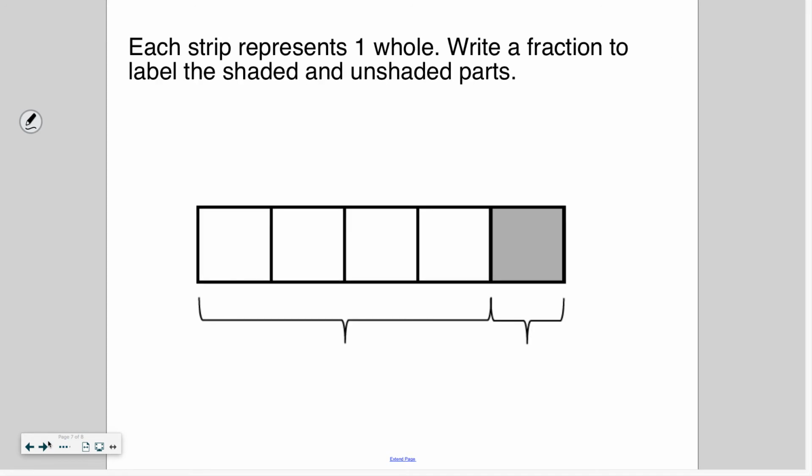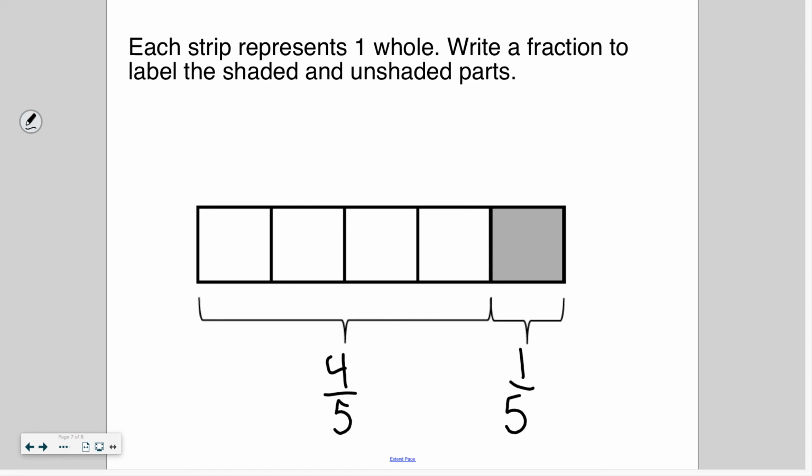So I'm going to try this. Label the shaded parts and then label the unshaded parts. So pause now, press play once you're ready to check your work. Okay, if you're not done, please pause before continuing so that you can solve before checking your work. So here I see 1 out of 1, 2, 3, 4, 5, 1/5, which means there are 4/5 unshaded.